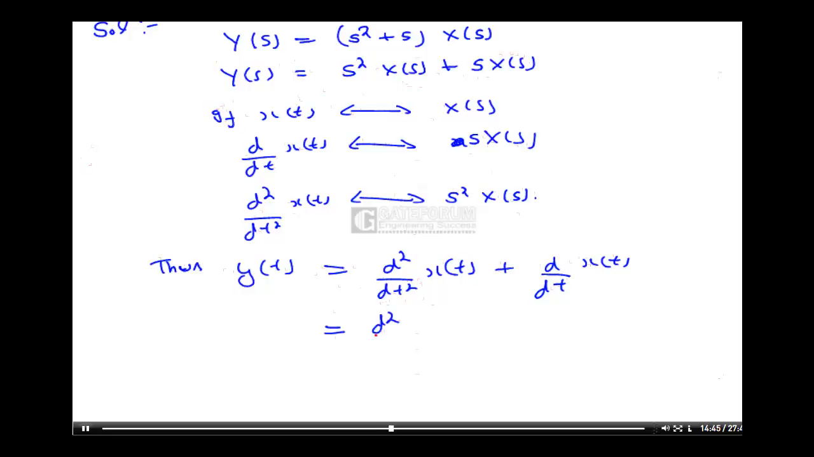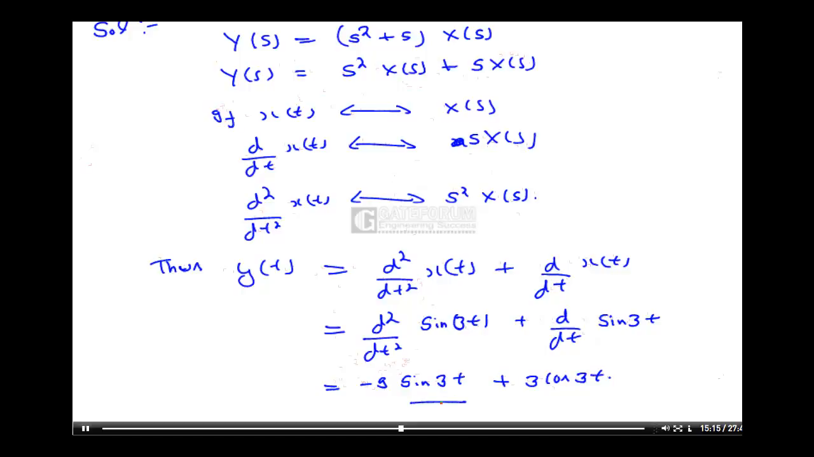d square by dt square sin 3t plus d by dt of sin 3t. So we have to find the differentiation of sin 3t. This is equal to minus 9 sin 3t plus 3 cos 3t.